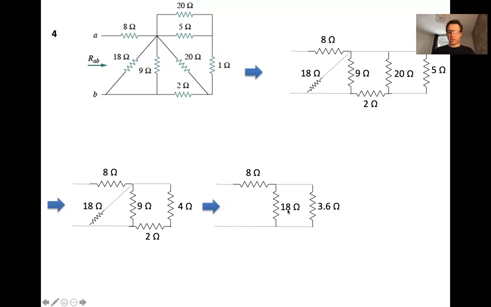And at this point, you can combine the 18 with the 3.6. So here you probably want to use your calculator, product divided by sum. And then that gives you an equivalent resistance of 3, which is added to the 8, which is added to the 3, giving you 11 ohms.